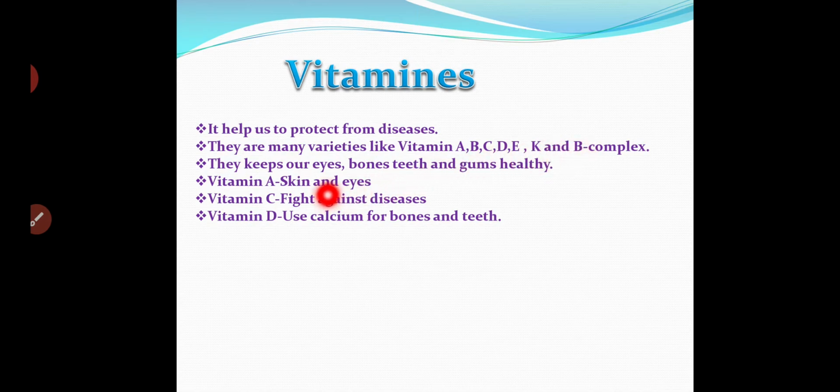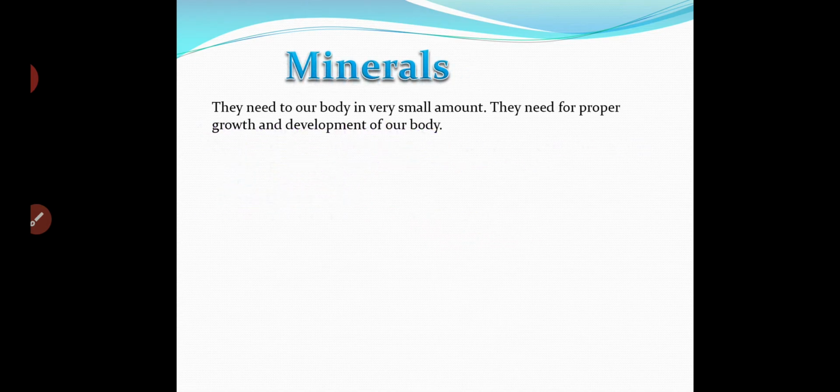They keep our eyes, bones, teeth, and gums healthy. So why are they important? They keep our eyes, bones, teeth, and gums healthy. Vitamin A is necessary for skin and eyes. Vitamin C fights against diseases. Vitamin D helps use calcium for bones and teeth.